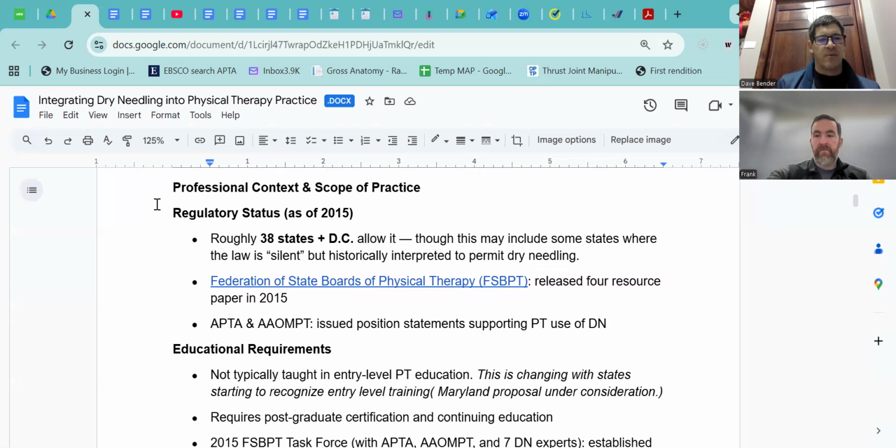And getting to scope of practice, we looked it up and updated this from the 2015 article, using data from the APTA website: roughly 38 states plus DC allow dry needling. Those may include some states where the law can be, quote unquote, silent. The silent state is one that has no opinion or no statements on dry needling. Those states are generally considered to permit it because they're not being told that they can't.